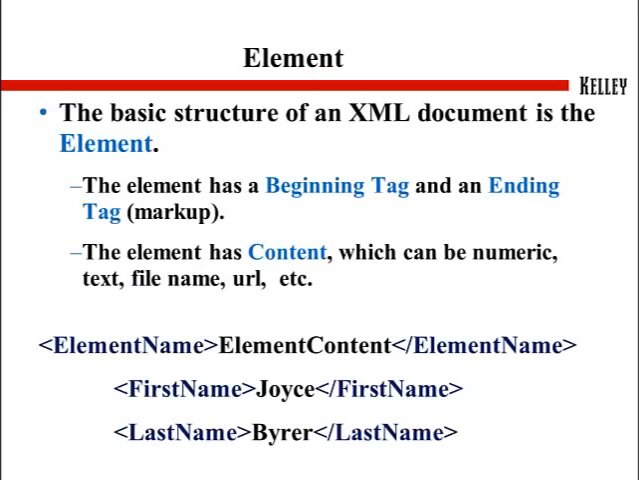The basic structure of an XML document is the element, and the element has a beginning tag and an ending tag, which is the markup. The element has content, which can be numeric text, a file name, URL, and so on. The structure of an element starts with the beginning tag that contains the element name, the element content, and then the ending tag. For example, there's two tagged elements down at the bottom of the slide. One is for first name, and my first name is Joyce, and then the second is for the last name, and my last name is Buyer.